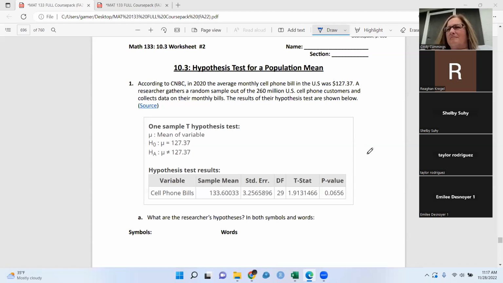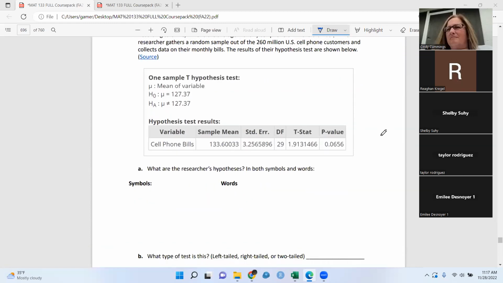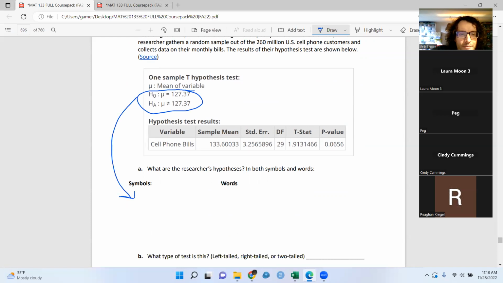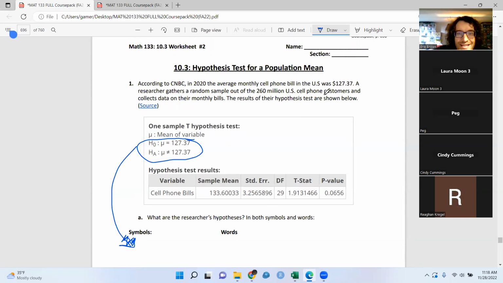Okay. What'd y'all say for the symbols of the hypotheses? I just copied down the one sample T hypothesis test. Yep, right there. Nice. So this one, it's handed to you. Now, if we're going to say it in words, you can take it right here. The average monthly cell phone bill in the US is this. So the claim here is that the average monthly cell phone bill is different than the 127.37. That's our claim.